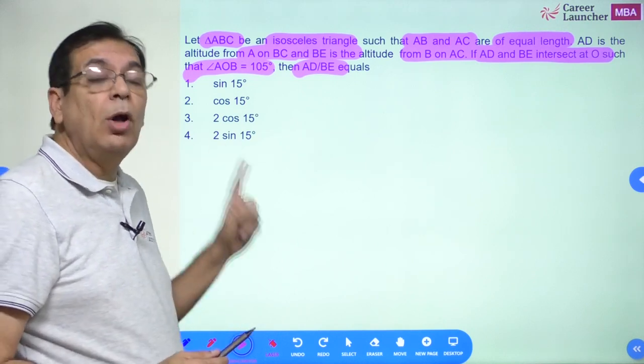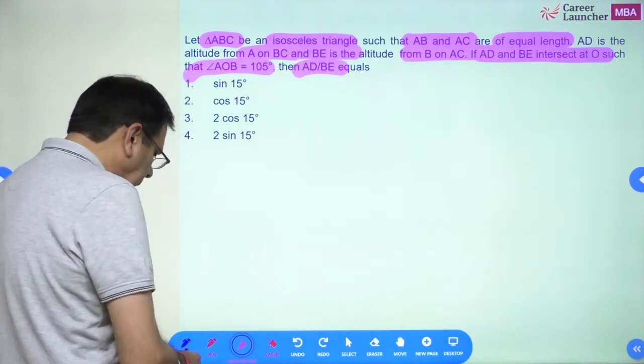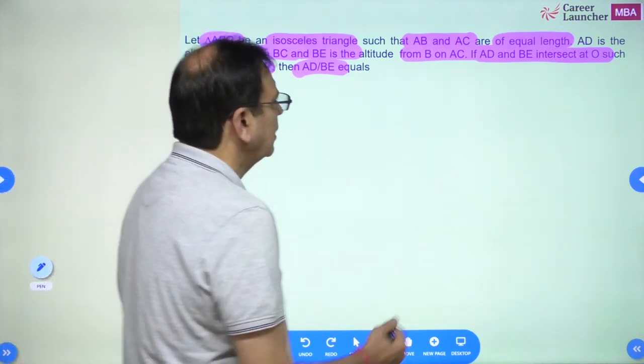And secondly, in all questions of geometry like this, I will draw the figure first and then decide. So इसलिए figure बनाते हैं पहले. चलो, let's do the figure. ABC is an isosceles triangle.